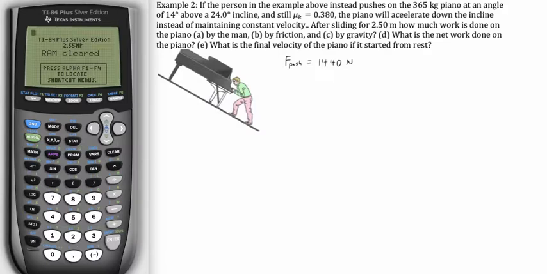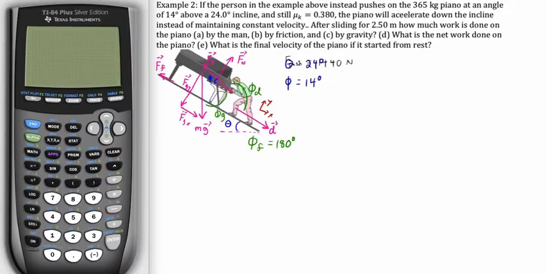Now, the net work will not be zero because there's going to be an acceleration, which means we're going to have a different velocity than we started with, which is zero, right? Because here we're saying that the system started from rest. Okay, so the first thing we want to do in this problem is draw all the forces and the appropriate angles for those forces.